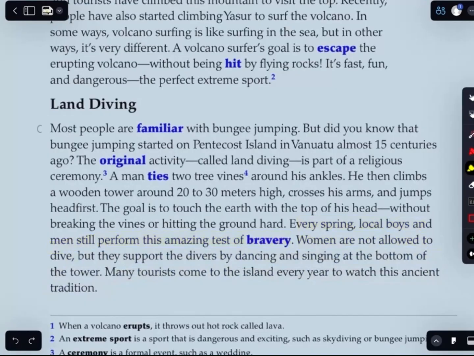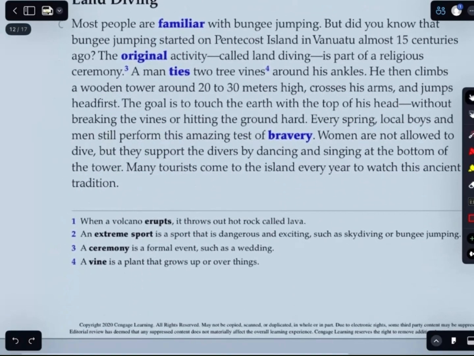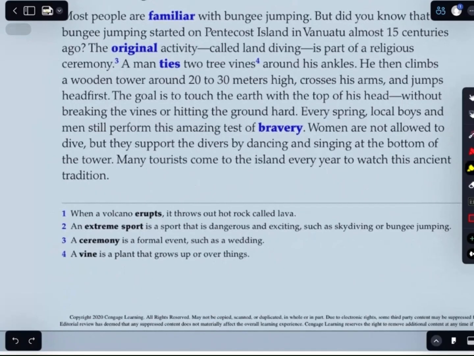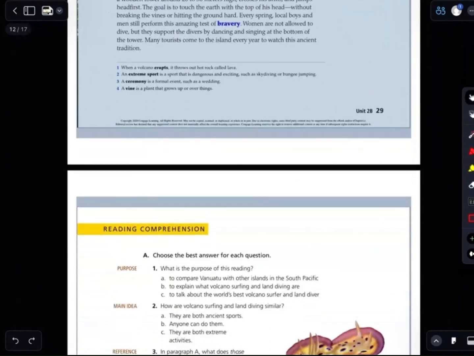Okay. And we have some words here. When a volcano erupts, it throws out hot rock called lava. An extreme sport is a sport that is dangerous and exciting, such as skydiving or bungee jumping. A ceremony is a formal event, such as a wedding. A vine is a plant that grows up or over things. So we saw those vines tied around the man's ankles.